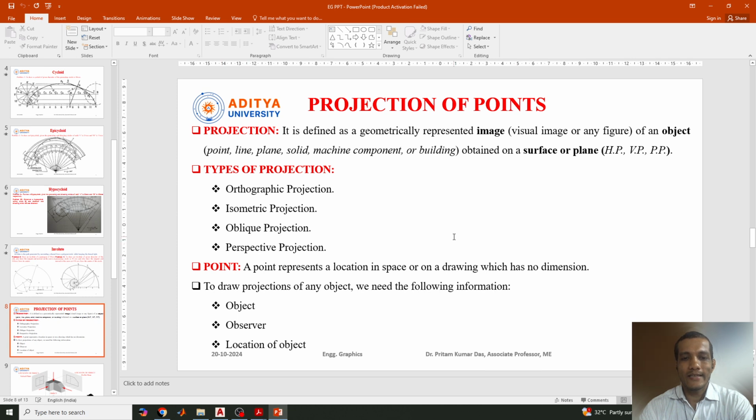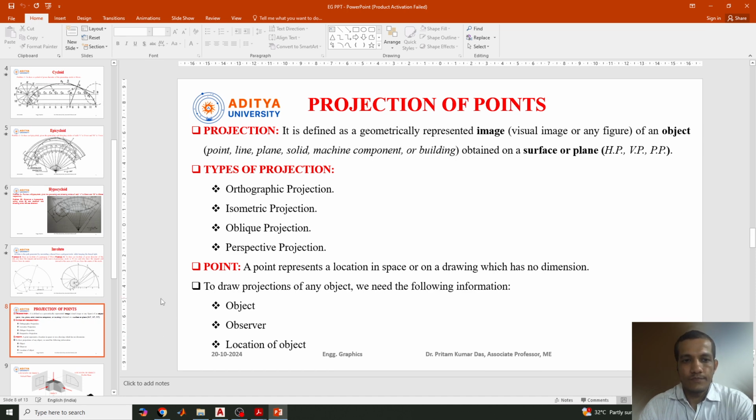Actually, a point represents a location in space or on a drawing which has no dimension. And to draw the projection of a point, or any kind of object, we basically require these three pieces of information: we require an object, we require an observer, and we require a location of the object.